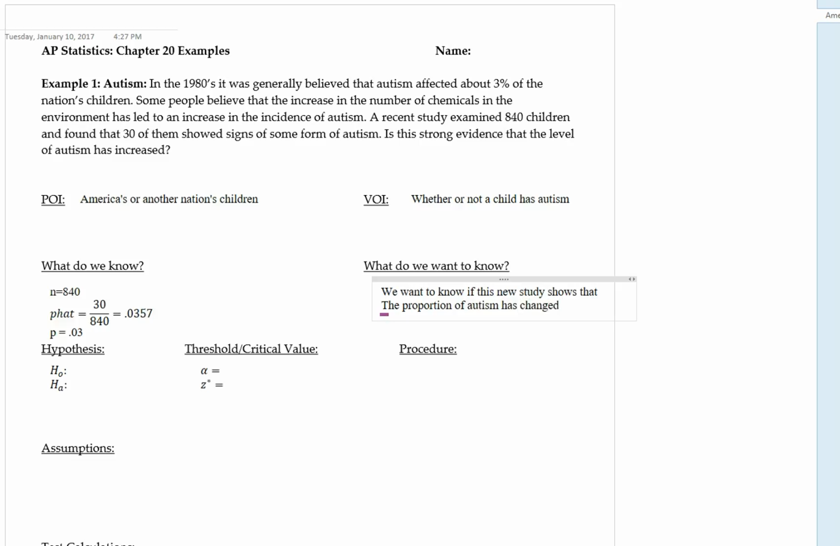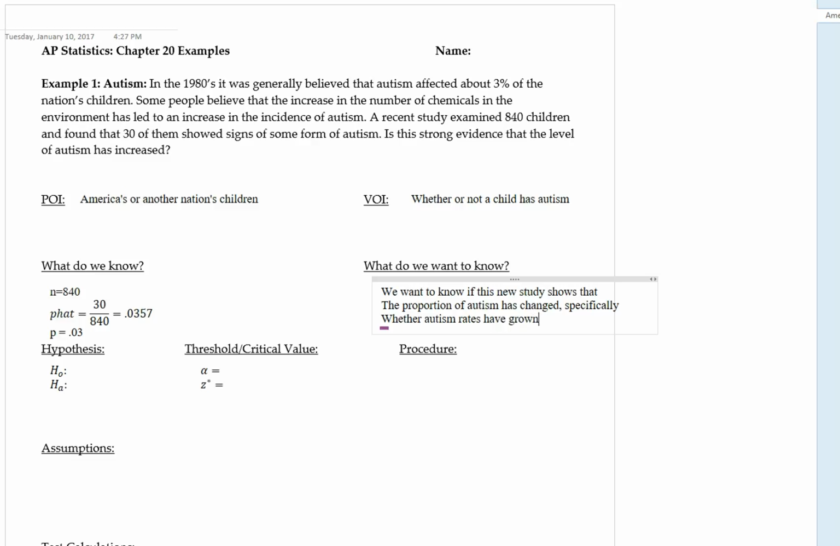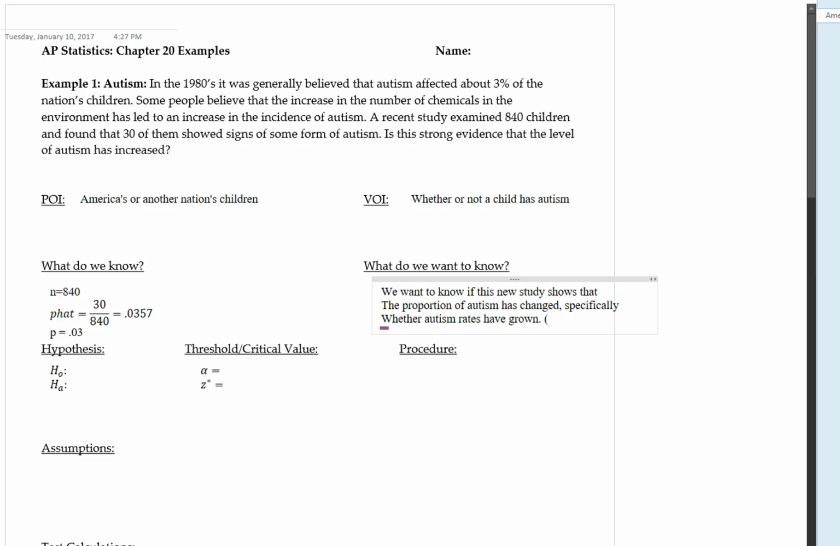If it was just changed and they didn't give us any indication of whether it had gone up or gone down, or whether we believed it to have done one of those two things, then it'd be a two-tailed test. Since they use this word up here, increased, I'm going to say specifically whether autism rates have increased or grown. So that's really just a one-tail test. So let's write that down right here. One-tail test indicated.